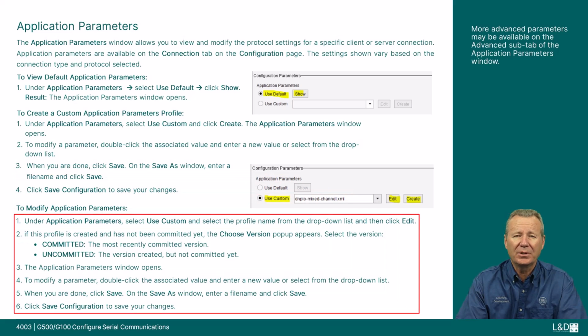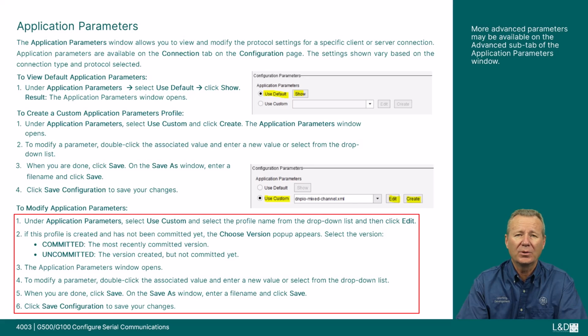To modify application parameters, under Application Parameters, select Use Custom and select a profile name from the drop-down list and then click Edit. If this profile is created and has not been committed yet, the Choose Version pop-up appears. Select the version: committed, the most recently committed version; uncommitted, the version created but not committed yet. The Application Parameters window opens.